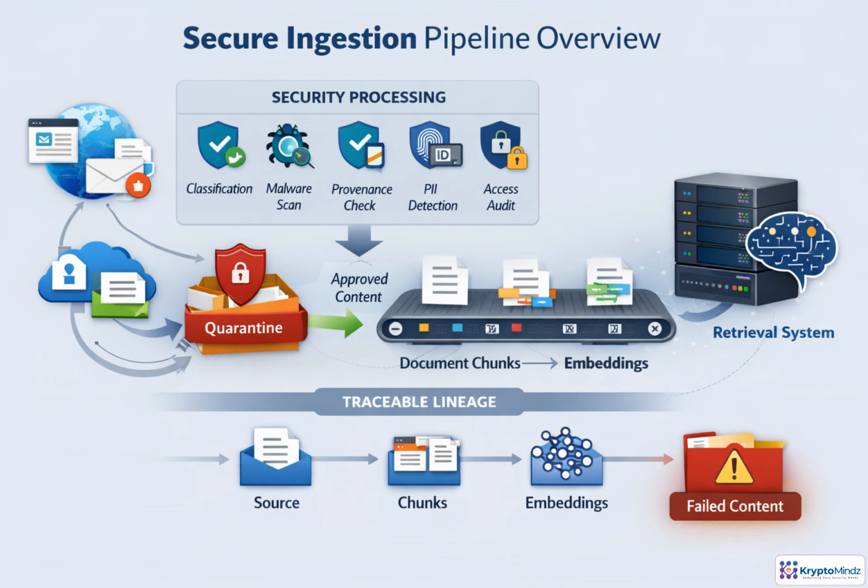Ingestion is the first security boundary for a RAG system. Before content becomes chunks and embeddings, it should be classified, scanned, checked for provenance, inspected for PII or secrets, and bound to access metadata. Sensitive or external sources should require approval, not automatic indexing. Every chunk and embedding needs lineage back to the source document. If validation fails, quarantine it rather than letting questionable content quietly enter retrieval.